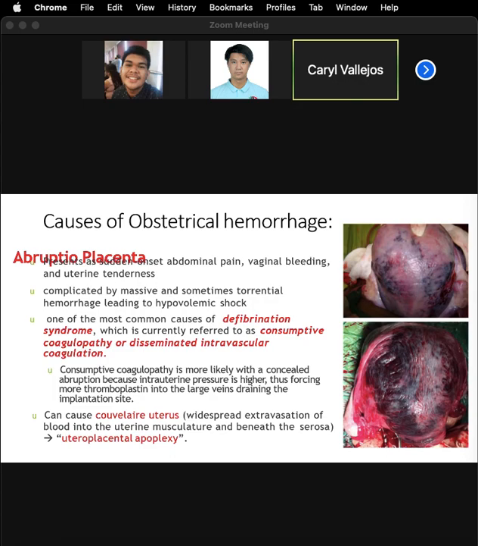Consumptive coagulopathy is more likely with concealed abruptio because intrauterine pressure is higher, thus forcing more thromboplastin into the large veins draining the implantation site. This can cause Couvelaire uterus, a widespread extravasation of blood into the uterine musculature and beneath the serosa, also known as uteroplacental apoplexy. This is an example of a Couvelaire uterus.